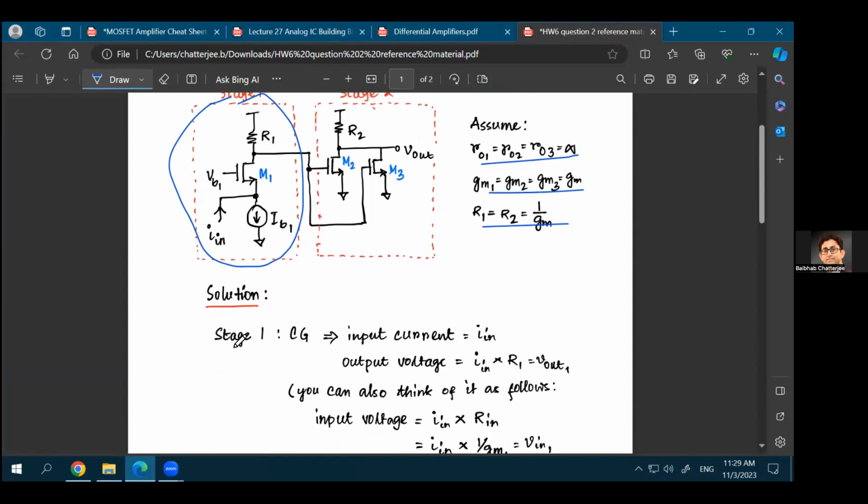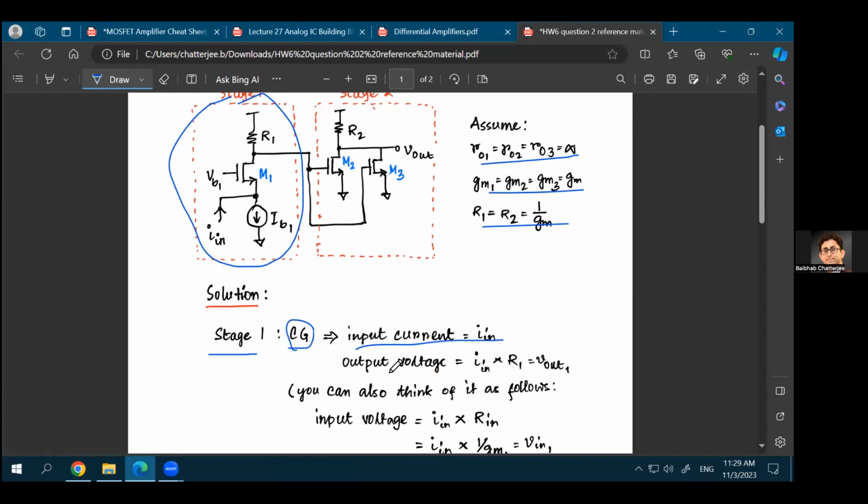So for the solution, stage 1, consider it as the CG, because first you have to identify it as CG. If you cannot identify it as a common gate stage, you'll not be able to make progress. So first, identify what each of these stages mean. If your input is a source and your output is a drain, only one terminal remains, that's your gate, that has to be your common terminal, so that is common gate.